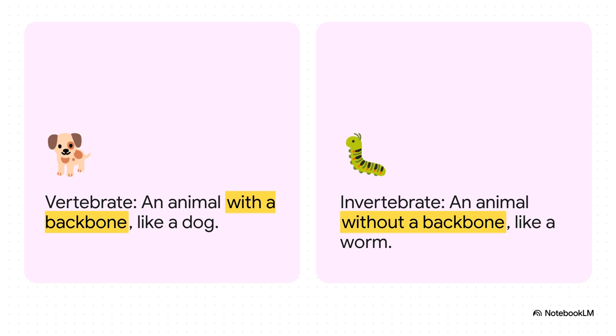The biggest, most fundamental difference in the entire animal kingdom all comes down to one simple thing: a backbone. That's it. Animals that have a backbone, or a spine, are called vertebrates, and animals that don't are called invertebrates. This is the first big rule that divides everybody up.